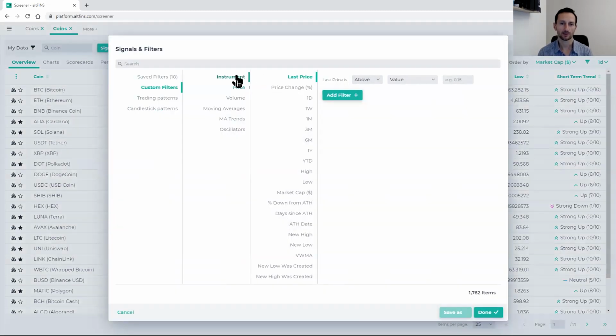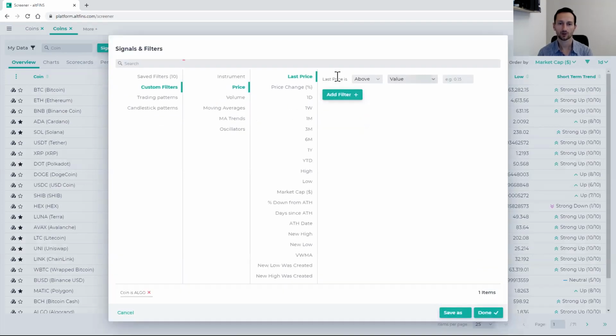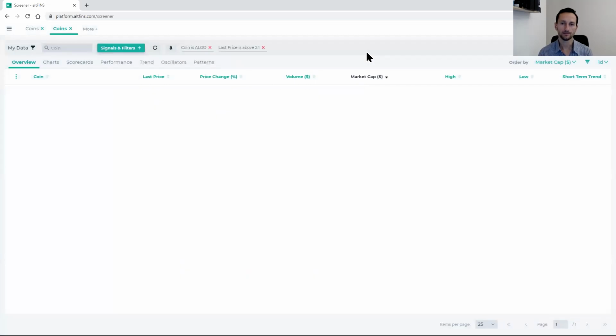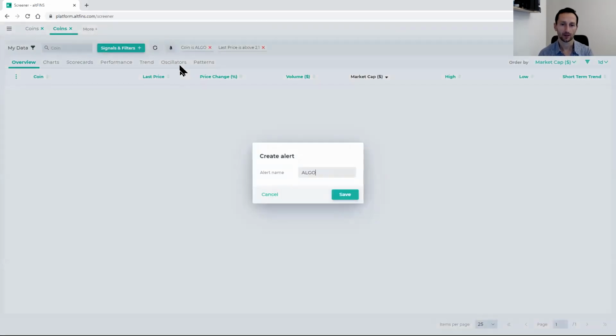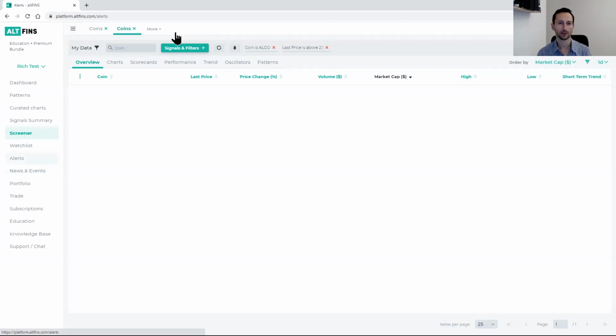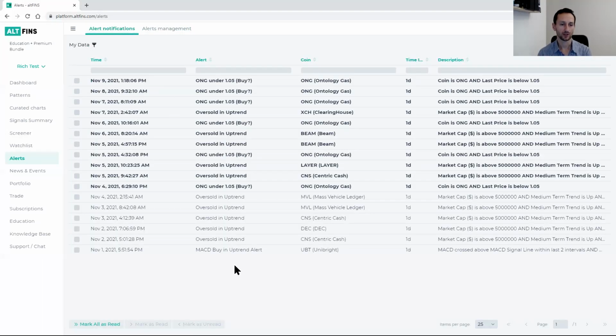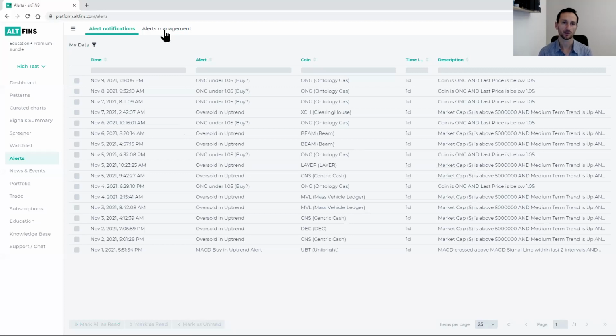So I'll show again how to create a simple price alert by going to the signals and filters, indicating which coin we're talking about, right? Price, we want the last price to be above $2.10. And then create a filter out of that. All right, and then you will have it in your alert section. Here's the alert that we just created, and we'll receive alert notifications in this area and emails as well, and in the future notifications on our mobile app and Telegram channel.